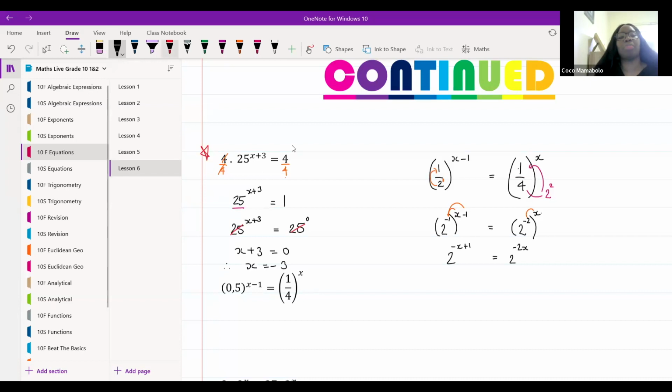And now that I have the same base on both sides, drop both my bases. So my sum should read -x plus 1 is equal to -2x. I'm just going to swap things around. I'm going to take -2x over to that side. I'm going to bring 1 over to the side. So I'm going to get -x plus 2x is equal to -1. -x plus 2x is just x. Therefore, x is equal to -1.